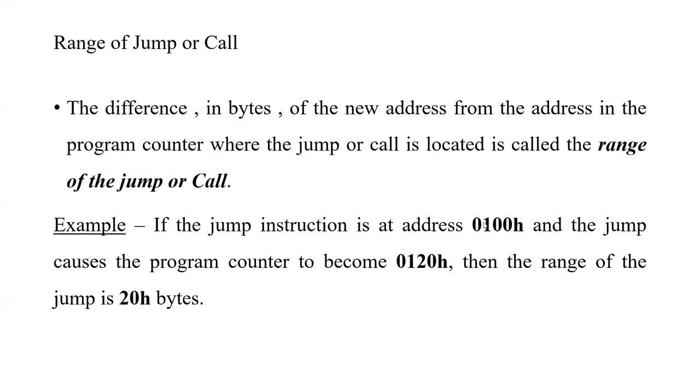I'll take an example for this. If the jump instruction is at address 0100H and the jump causes the program counter to become 0120H, then the range of the jump is 20H bytes. That is the range of the jump. Depending on how the jumps are performed, whether it is 20 bytes or more, there are three types of jump range.